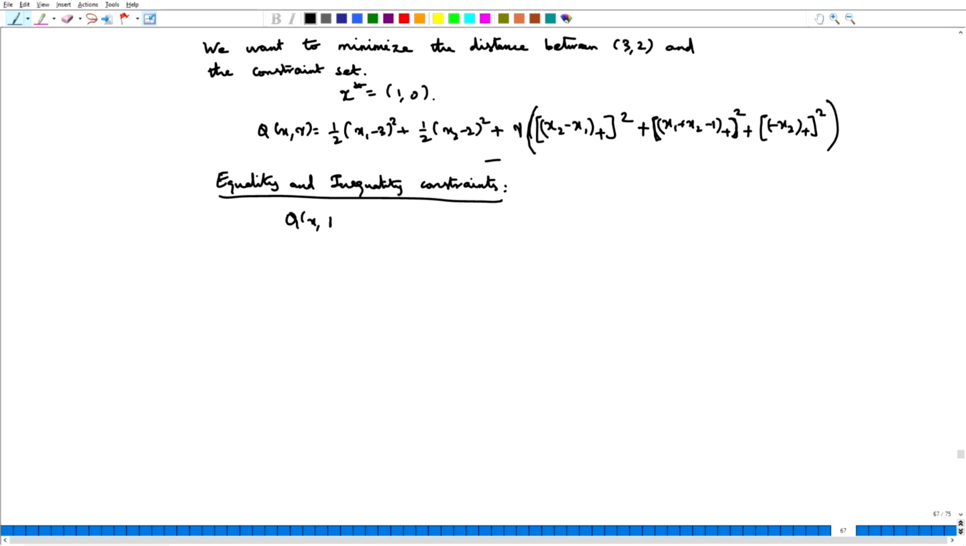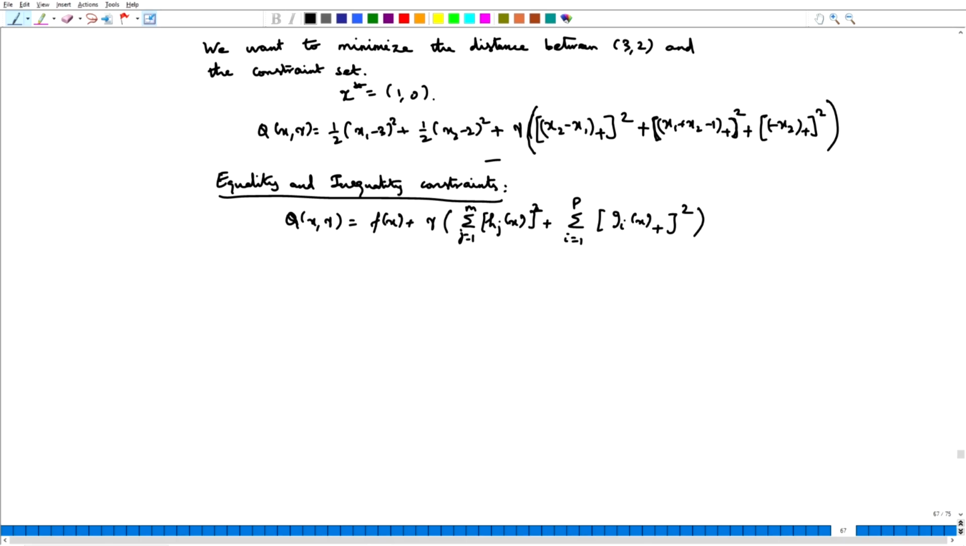In that case, q of x comma gamma is f of x plus gamma into the summation j equal to 1 to m of h j of x the whole squared, plus the summation i equal to 1 to p of g i of x plus the whole squared. Recall that g i of x plus means max of 0 comma g i of x. This is nothing new, you just add up the penalties of all the constraints. Whenever a particular equality constraint is not satisfied, you levy a penalty of gamma for that constraint, and whenever an inequality constraint is not satisfied, that is g i of x becomes greater than 0, then again you levy a penalty of gamma based on the value of g i of x plus.